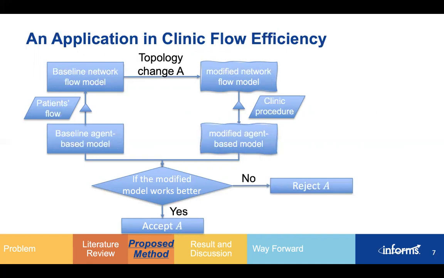In our project, we choose agent-based model as type 1 model, from which we get patients' flow data. Using this data, we build a network flow model. By analyzing the network flow model, we can identify the bottleneck and remove it by changing the topology, which results in new clinic procedure. Then we modify the agent-based model based on the new procedure, comparing the baseline model with the modified model, so we can make a decision on whether to accept the topology change.